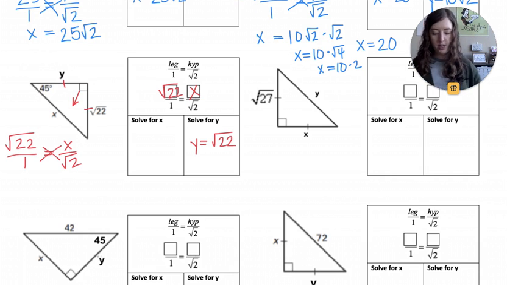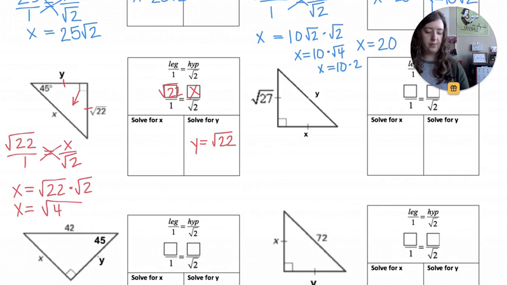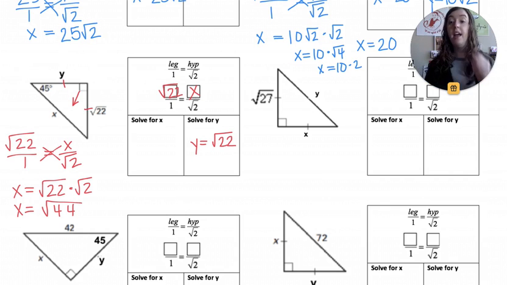Okay, so 1 times x is x. And then we also have to multiply the square root of 22 times the square root of 2. So we'll multiply them together underneath the same square root. 22 times 2 is 44. And now we need to simplify that.